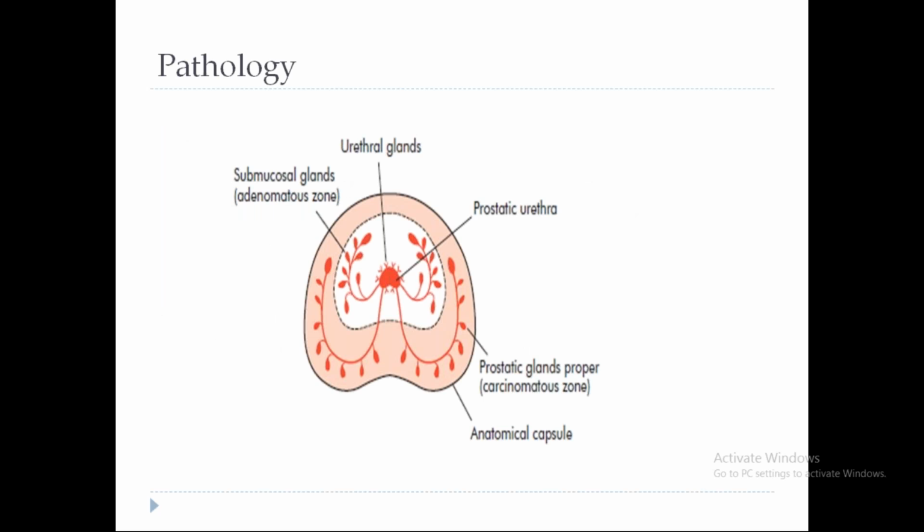So you can see this. Surrounding the urethra, there will be urethral glands, and the center is the prostatic urethra. This is the submucosal glands. This is the prostatic glands proper. This is the carcinomatous zone. This is the capsule.